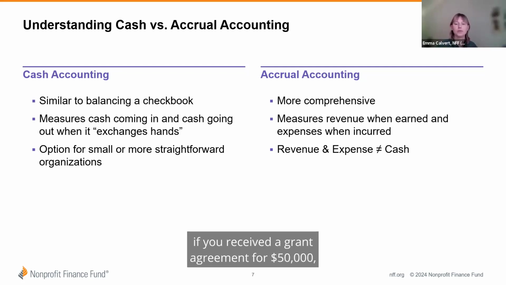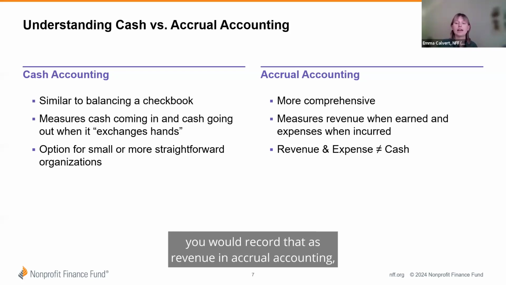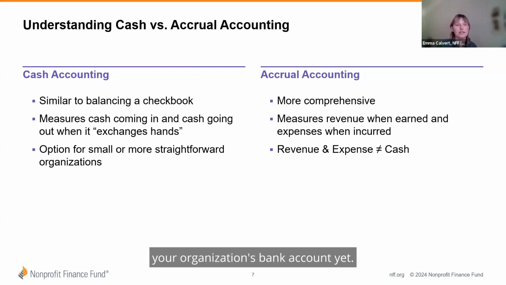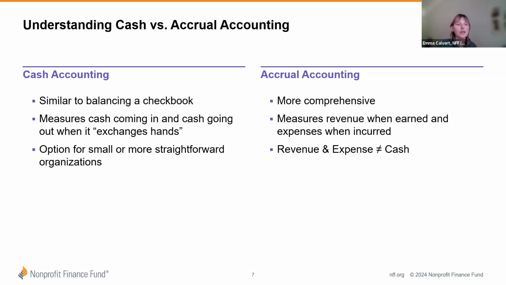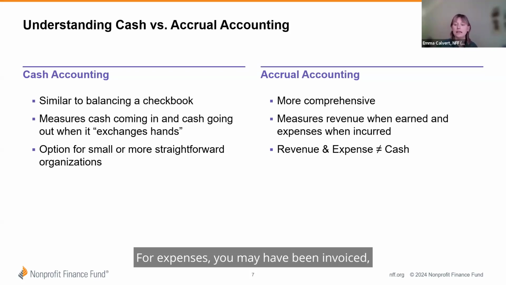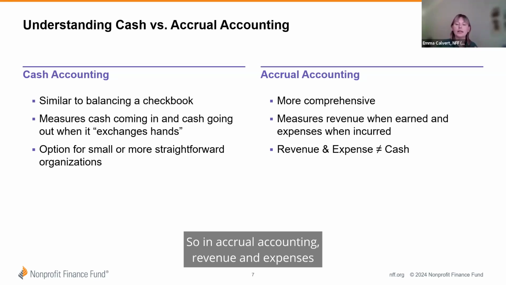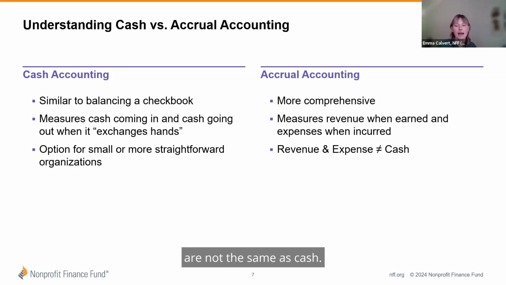So for example, if you received a grant agreement for $50,000, you would record that as revenue in accrual accounting, even though that cash has not physically entered your organization's bank account yet. For expenses, you may have been invoiced, which would be recorded as an expense, even though you actually haven't paid the invoice yet. So in accrual accounting, revenue and expenses are not the same as cash.